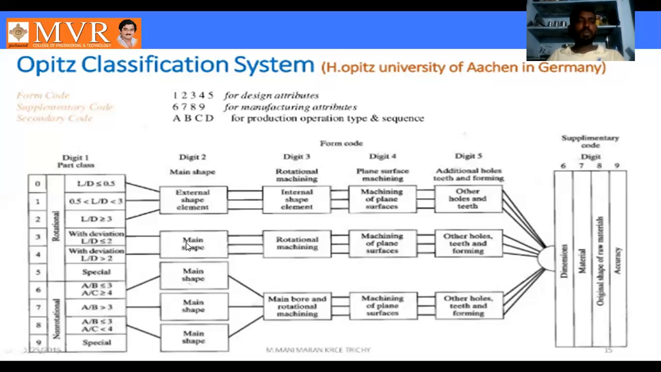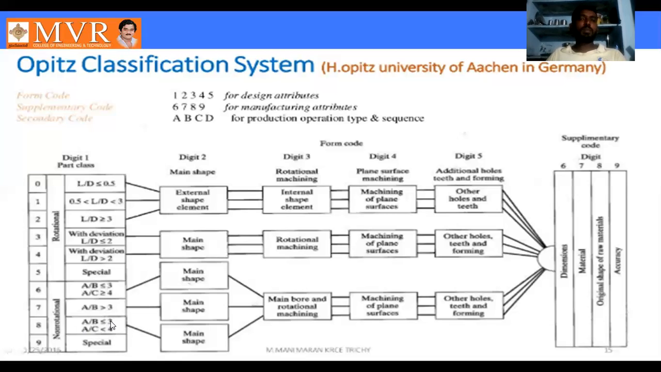So in design attributes comes to the main manufacturing attributes, it is a non-rotational one. So see here we are taking 6 7 8, 6 7 8 we are taking 1. So the first one is main shape. These 3 1 6 7 8 1 we are choosing 1. So digit 1 onwards. So A by C less than or equal to 3, A by C greater than or equal to 4 1. So A by B greater than 3, A by C less than or equal to 3, A by C greater than or equal to 4 1. So it is the non-rotational one.